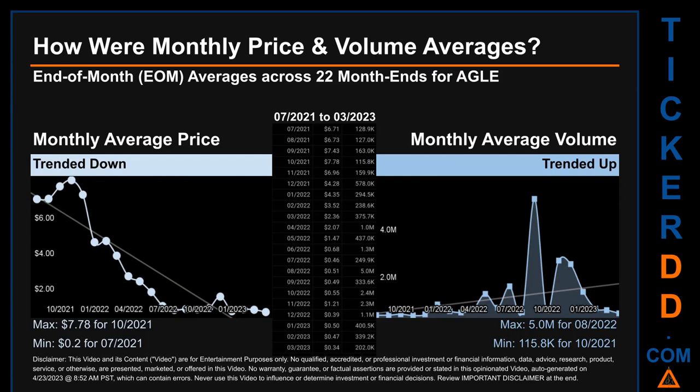The maximum end-of-month average price was $7.78 for 10/2021, while the minimum was 20 cents for 07/2021. Looking at volume, 08/2022 and 10/2021 respectively saw the highest and lowest monthly average volume at 5,000,000 and 115.8 thousand.